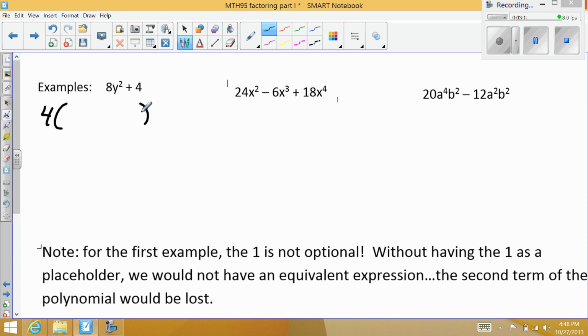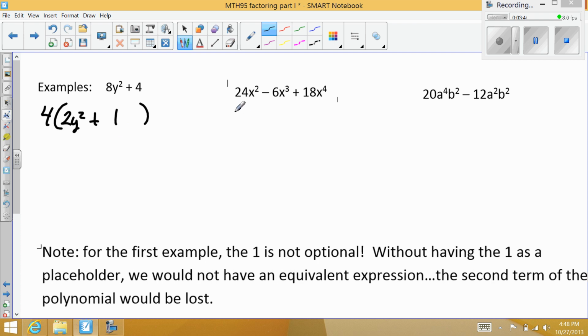And one way to think about this is 4 times what would give us what we started with. So 4 times 2 would give us the 8, and then the y squared. 4 times 2y squared is 8y squared. And then we'll need our addition sign. And then 4 times what is 4? Well, 4 times 1 is 4. And this would be our factored form of the polynomial. 4 times the 2y squared plus 1.